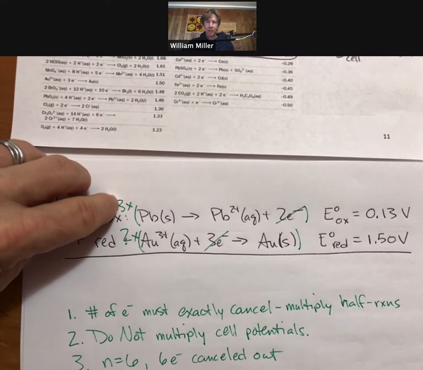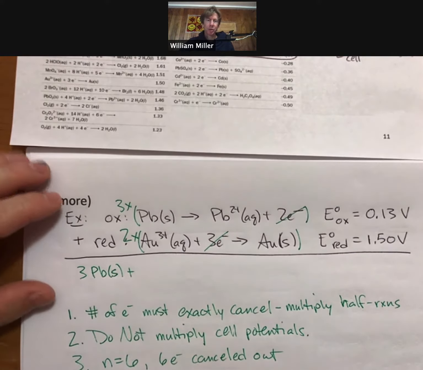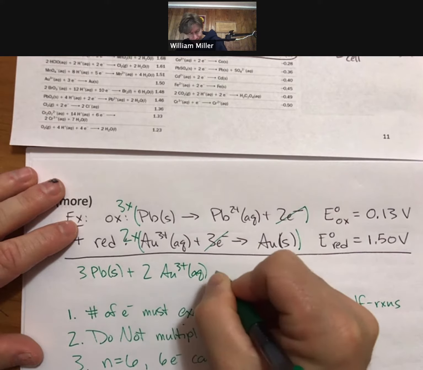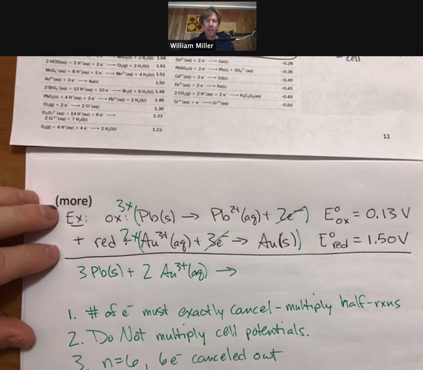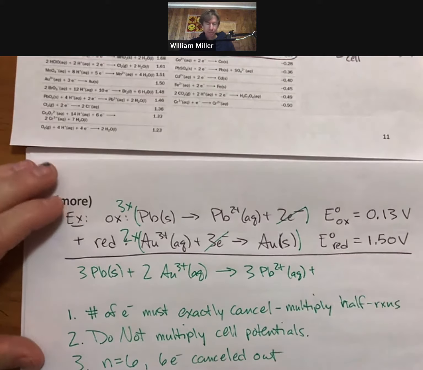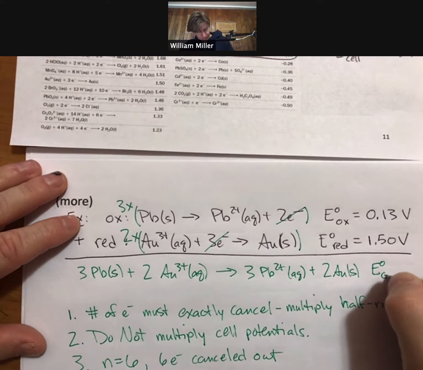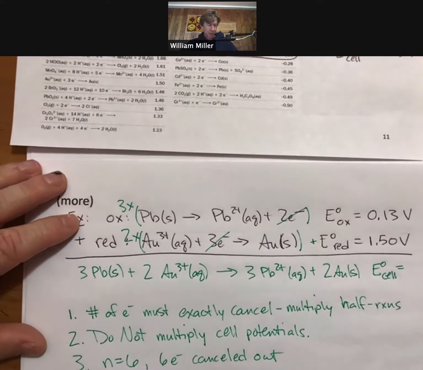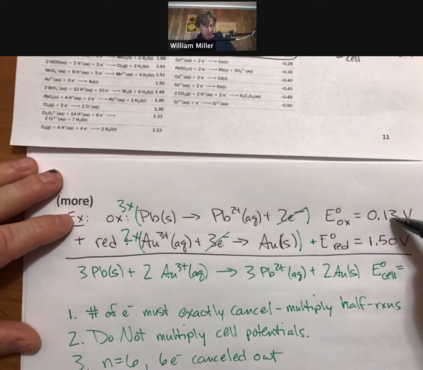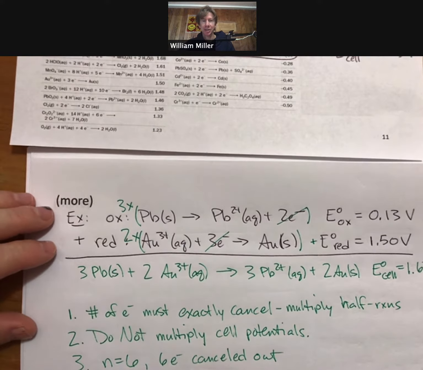Our overall reaction will be 3 lead solid plus 2 gold 3 goes to 3 lead 2 plus 2 gold solid. And the way I do it, remember I switched the sign when I changed this to an oxidation. So I straight add these. I get 1.63 volts. That is my overall cell potential.